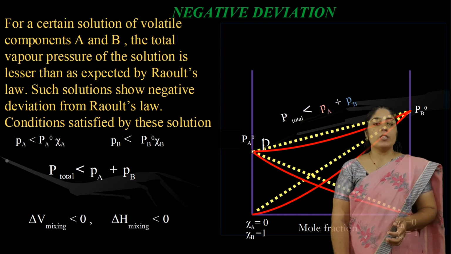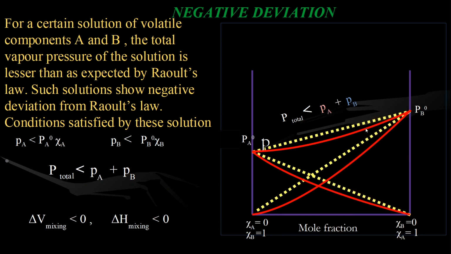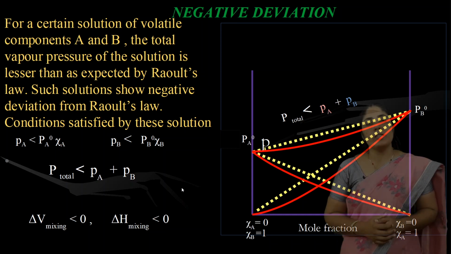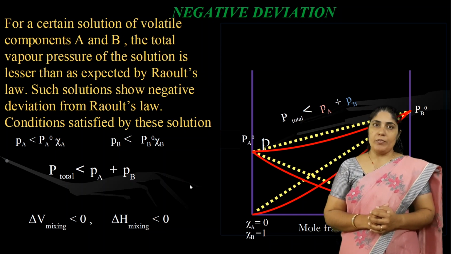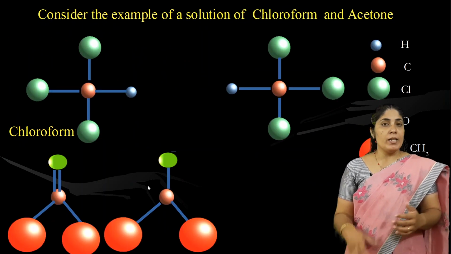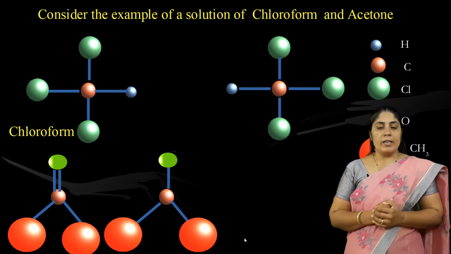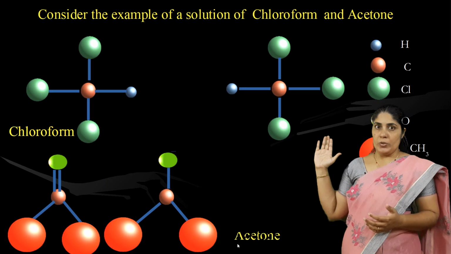When we come to the concept of negative deviation, you can see that the graph again shows very clearly that there will be a decrease in the vapor pressure. You can see the conditions written here. Now, why do these conditions arise? It is because of the difference in their interaction behavior. Let's look at the details of this concept by taking an example. You can see an example given: chloroform and acetone solution.